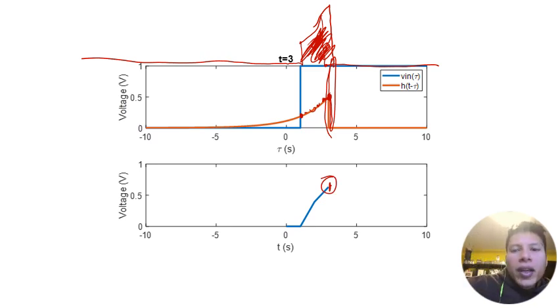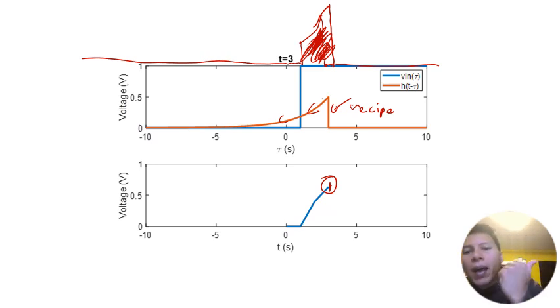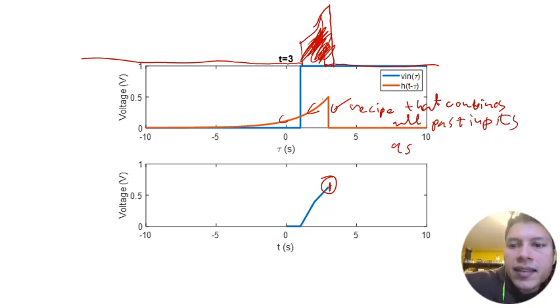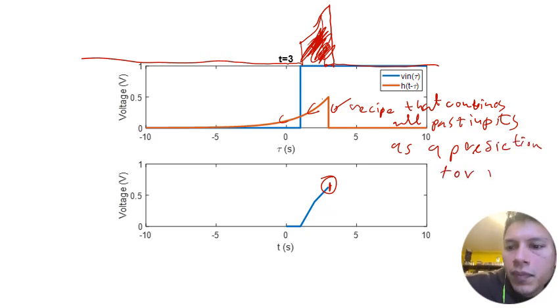So one way to think of this impulse response is as a recipe that combines all past inputs as a prediction for the present output.